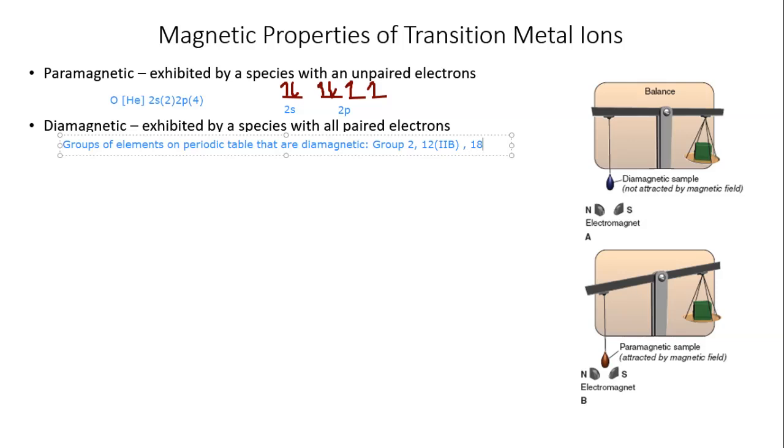So elements, we're just talking about elements, not ions. Elements, only group 2, group 12, or 2b, and group 18 are diamagnetic. All other elements are paramagnetic.